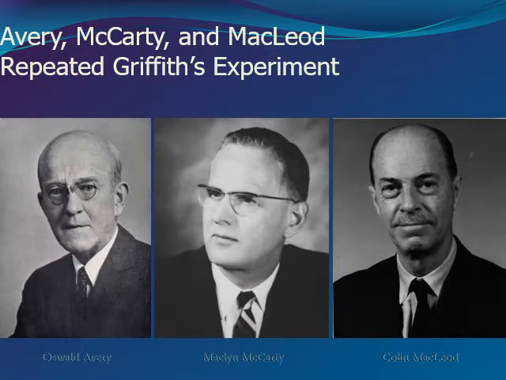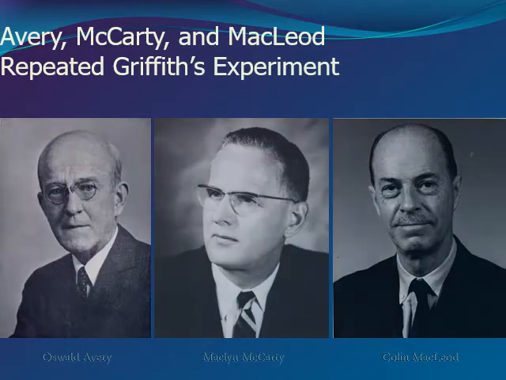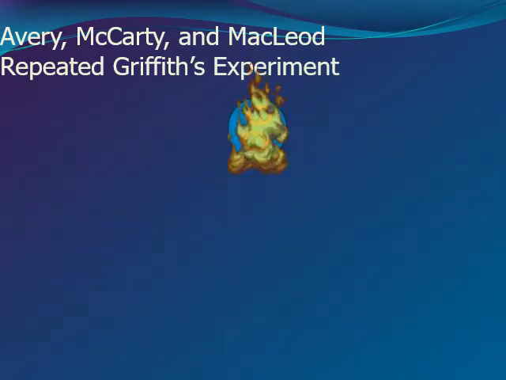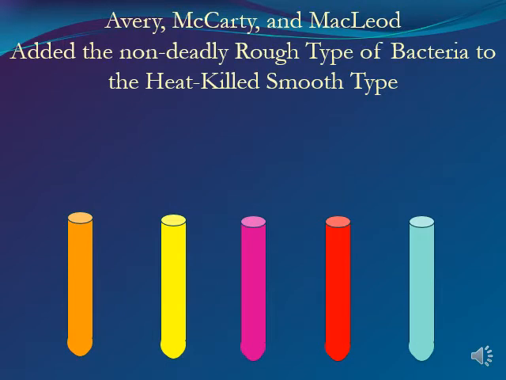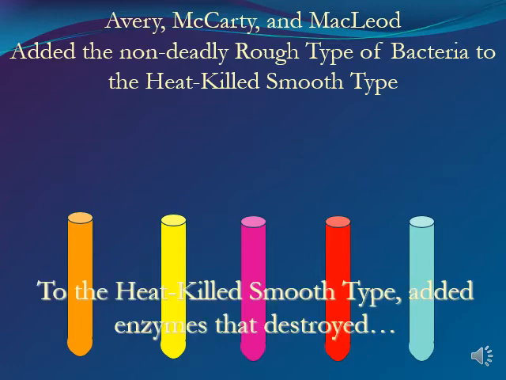Griffith's experiment does not show and demonstrate that DNA is the genetic material. Therefore, the physicians Avery, MacLeod, and McCarty investigated the chemical nature of this transforming factor. They repeated the Griffith experiments by using the heat-killed S-type. Then they added the non-deadly rough type of the bacteria to the heat-killed smooth type.